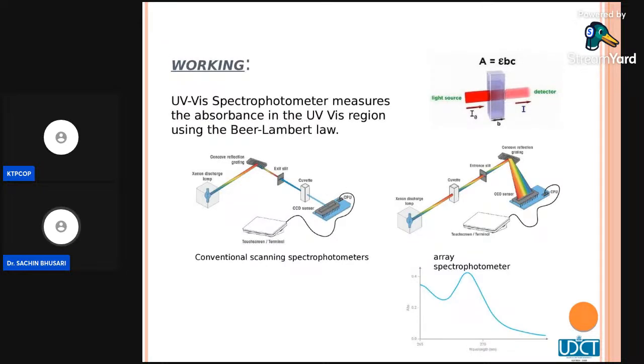UV is a very common tool for UG as well as PG, so I'm not going into much detail of the working of UV. But it works on Lambert's and Beer's law: A is equal to a into b into c, where small a is molar absorptivity, b is path length, c is concentration. It's on the tip of the tongue for everyone. So the absorbance is directly proportional to the path length as well as concentration. So this is the principle.